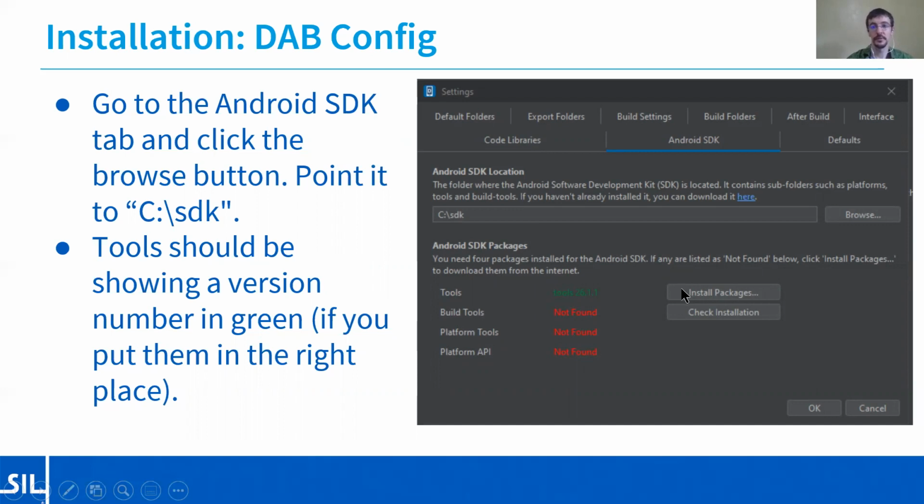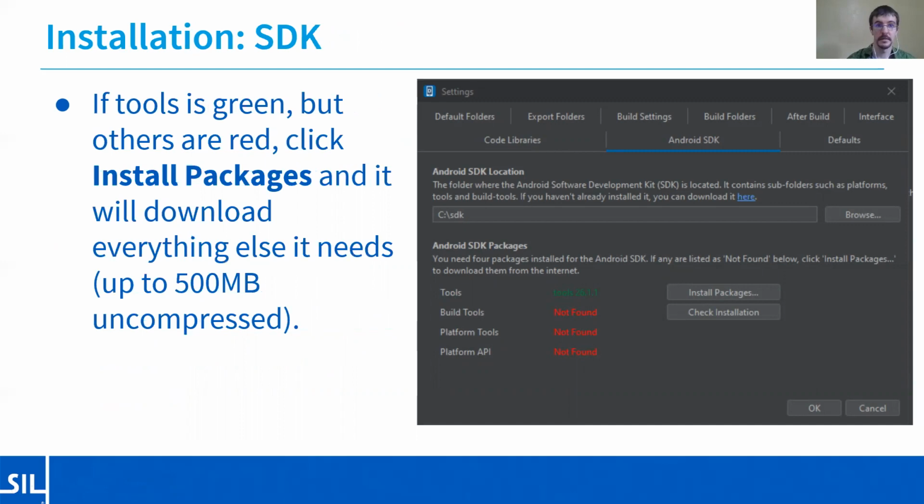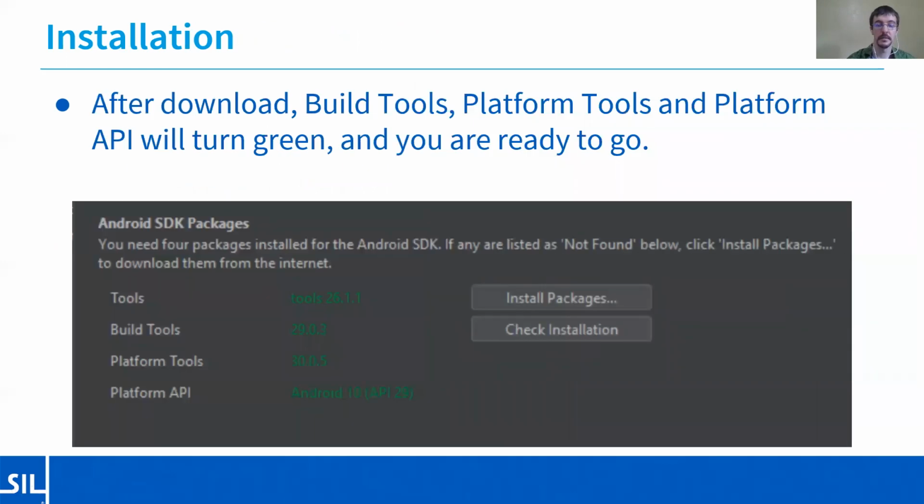Once it is done with the process, you'll see lots of black screens pop up and go away, pop up and go away. But in the end, you will see this. So tools will turn green, build tools will turn green, platform API will turn green, and the numbers may differ from the ones I have here. Those are changing every time Android does a new release, and so it could be different than mine, but as long as it's green, it should be at least high enough to be able to build your app. So you should be ready to go with the tool.